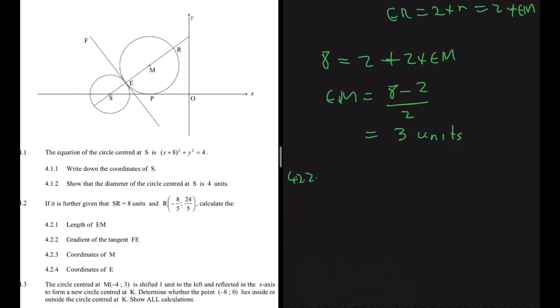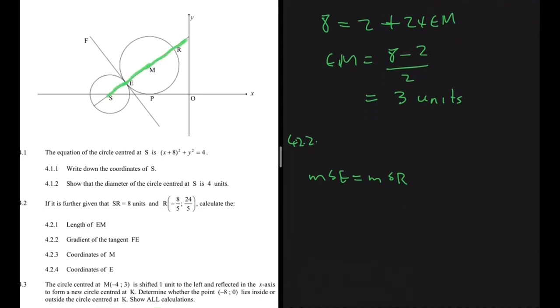So let's find the gradient of SE since we have coordinates S. But wait a minute, we don't have the coordinates of E. So how are we still going to find the gradient of SE? The gradient of SE will also be equal to the gradient of SR because it is one straight line from S to E to M to R. So the gradient on that line is the same. So we can just use SR to find the gradient of SE.